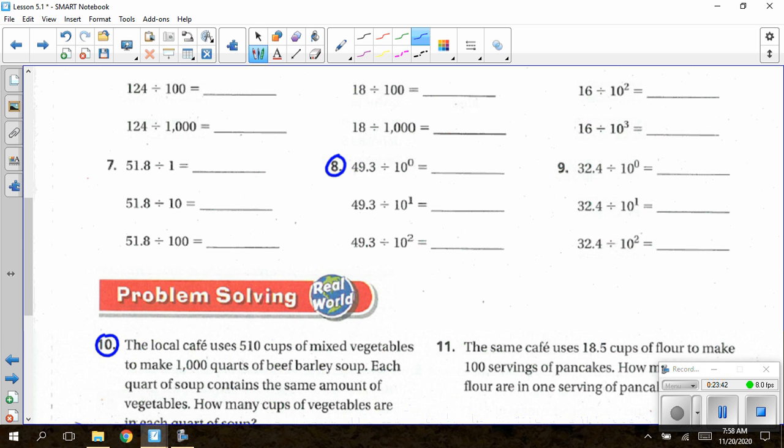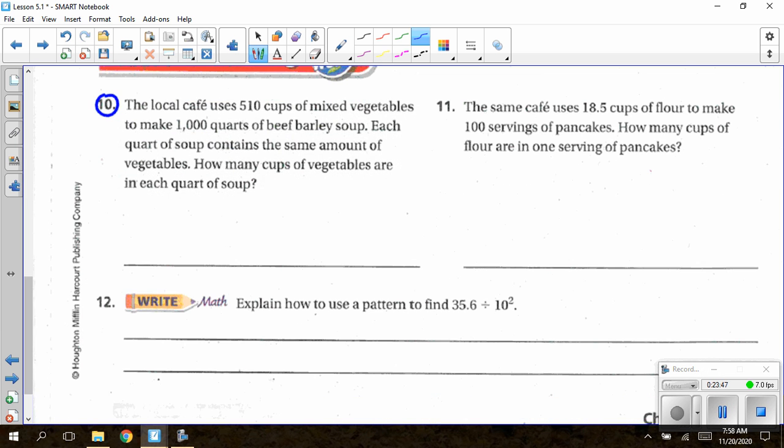For question number 10, it says the local cafe uses 510 cups of mixed vegetables to make 1,000 quarts of beef barley soup. Each quart of soup contains the same amount of vegetables. How many cups of vegetables are in each quart of soup? So we need to take the total number of cups of mixed vegetables, which is 510 cups, and we need to divide it by the number of quarts they are making, which is 1,000.